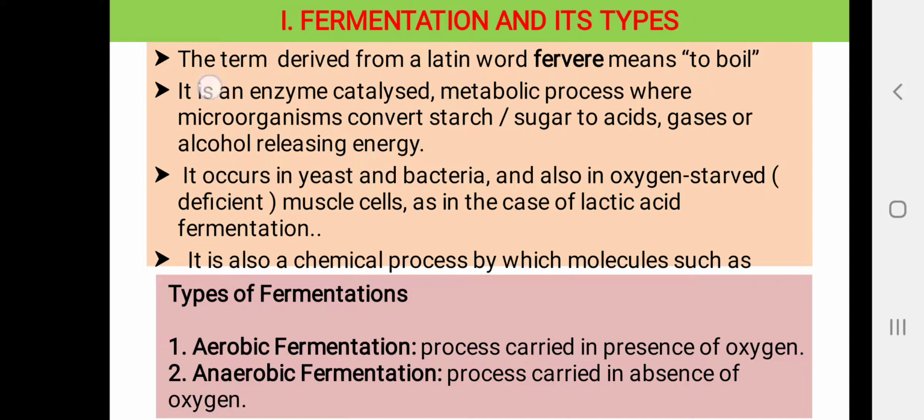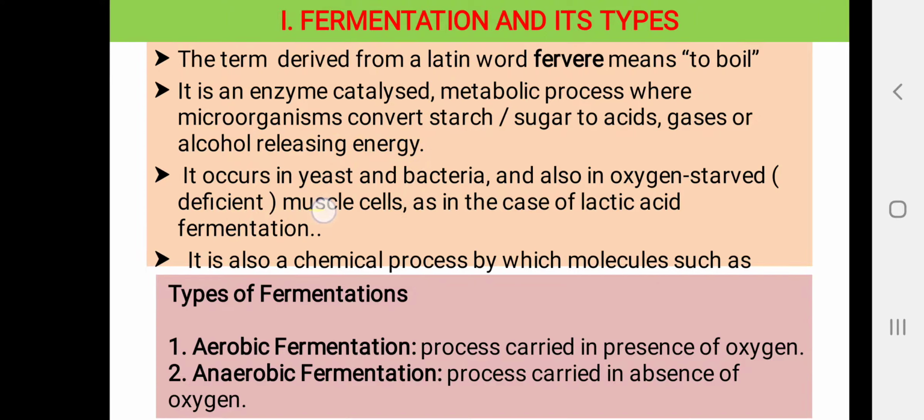Well, the term fermentation is derived from a Latin word fervor, which means to boil. Fermentation is an enzyme catalyzed metabolic process, and here the microorganisms convert the starch or sugar to acids, gases or alcohol, and in the process it also releases energy.